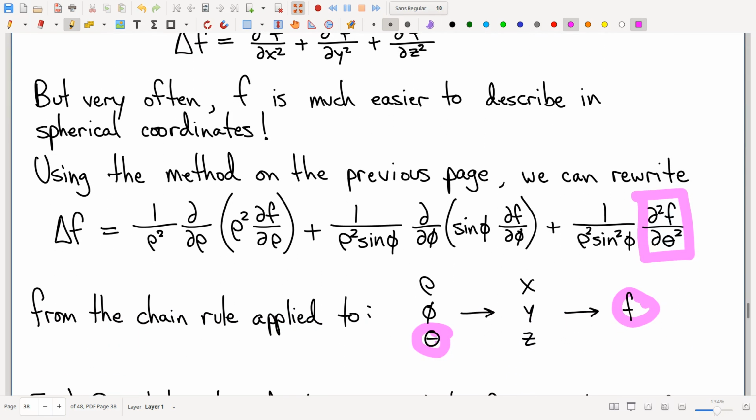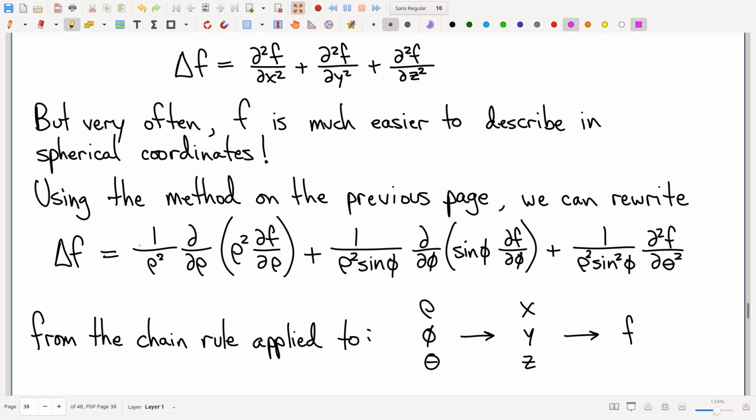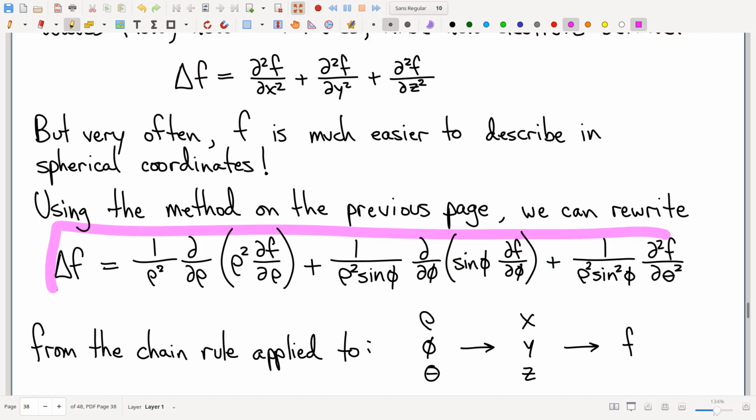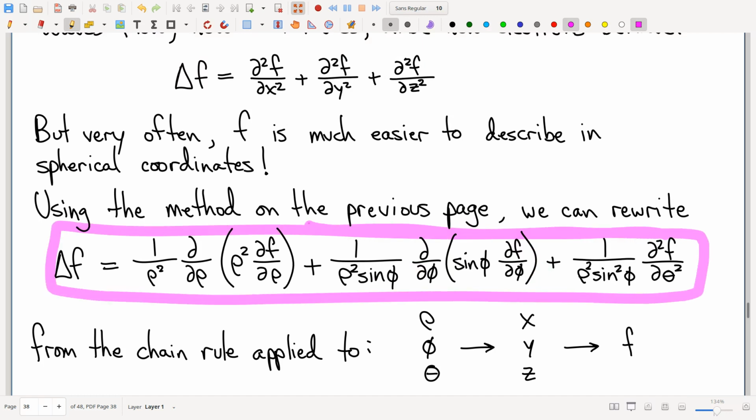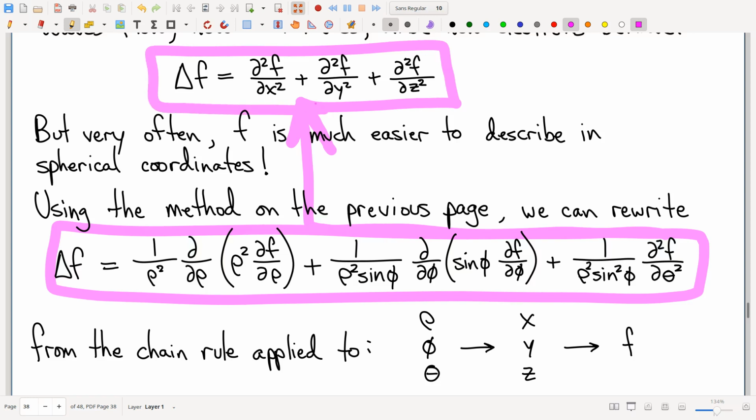And then if you were to do that same thing to compute that, and the same thing to compute that, and so on, and combine all these things together, what you would find is that all of this turns exactly into this. So the method on the previous page is exactly what you need to be able to make the connection between these two expressions.